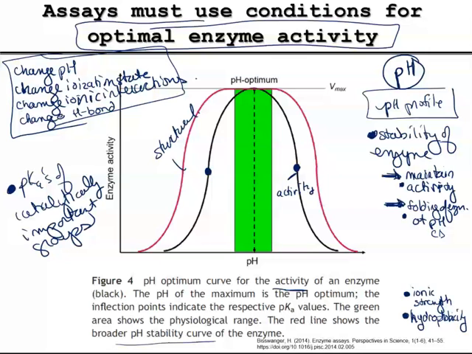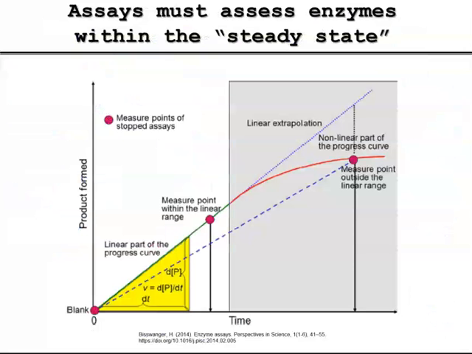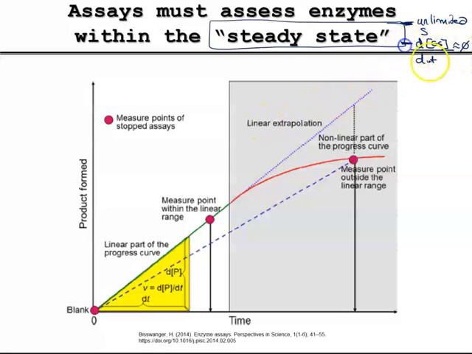So let's go on. Once you've found the optimal conditions for your enzyme assay, you need to make sure that you're using that assay within the linear range. And we always want to assess enzyme activity within the steady state. And so in the steady state of a reaction, we have still unlimited substrate, and the change in concentration of our enzyme substrate complex is going to be pretty much constant with time, right? So there's not going to be any change.